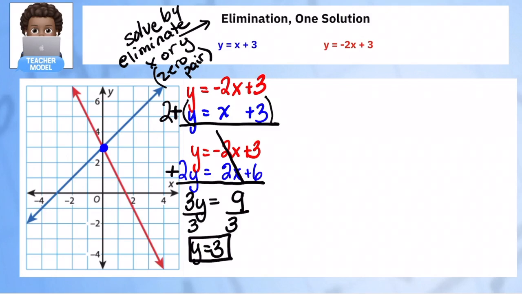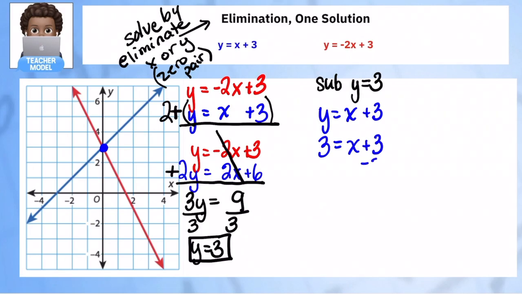So now I'm going to take that 3 and I'm going to substitute. Okay, so let's go into the very first equation. y equals x plus 3. 3 is equal to x plus 3. Now I can solve for x. 0 is equal to x. So now I know my x coordinate is 0. And so my solution is 0, 3.